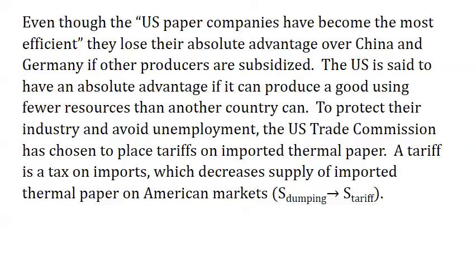Again, some economic analysis, talking about U.S. paper companies have become the most efficient, and talking about absolute advantage over China and Germany. The U.S. is said to have an absolute advantage if, and so they go on and define what absolute advantage is, but also explaining some of the economic theory. They go on to say to protect their industry and avoid unemployment, what the U.S. Trade Commission has done, which is to place tariffs on imported thermal paper. Again, a definition of what a tariff is, a tax on imports. And again, not having you interpret the graph, but telling you what is going to happen to the supply curve.